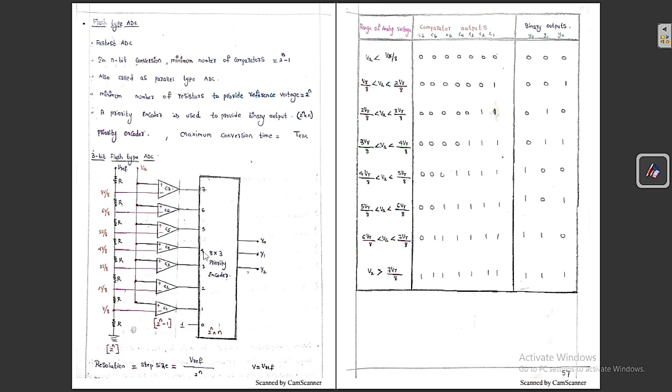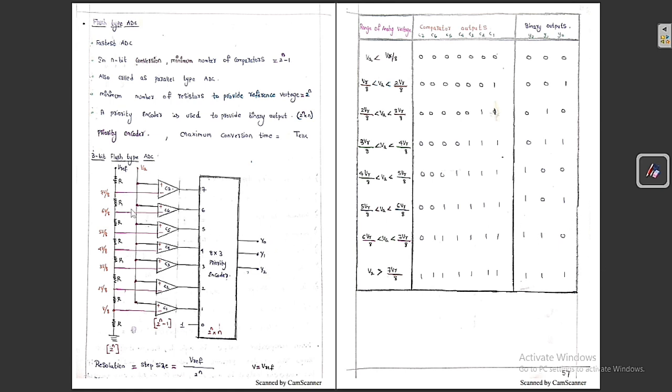So out of this, only C4 has higher priority. So corresponding to 4, you are going to get the binary output, which is 1, 0, 0. Similarly, if VA lies between 5V/8 to 6V/8, then up to C5 you are going to get output as 1 and the rest are 0. So out of these, 5 has more priority when compared to the others. Therefore, corresponding to 5, you are going to get the binary output 1, 0, 1.